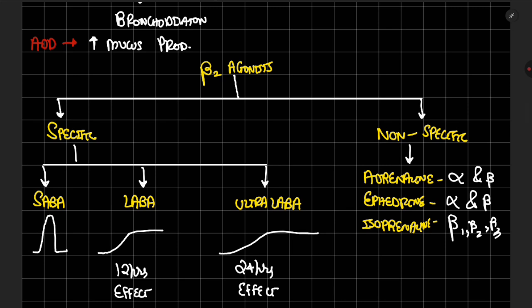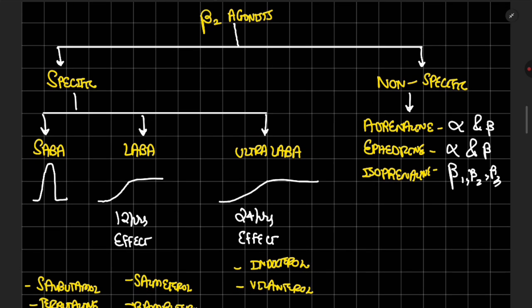What is the classification of beta 2 agonist? Specific and non-specific. Under specific we see LABA, SABA and ultra LABA, and in non-specific we see the drugs adrenaline, isoprenaline, then ephedrine. Now SABA is shorter in onset and shorter in duration of action. LABA is longer in onset and longer in duration of action. Ultra LABA is also the same. But 12 hours for LABA, and ultra LABA is effective for 24 hours.